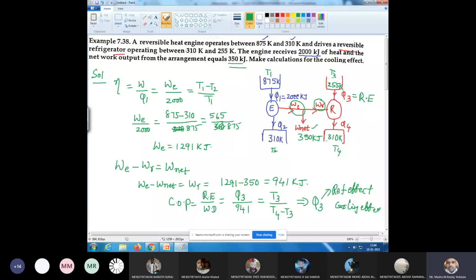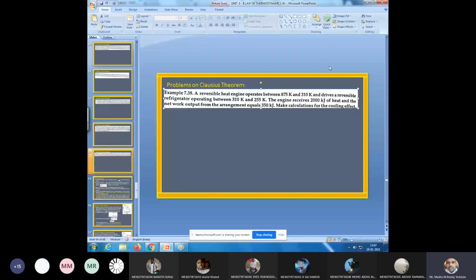Got it? Yes or no? Yes, sir. This is what is required: make calculations for the cooling effect. Cooling effect is also called the refrigerating effect. Last problem. Then we will go to entropy.